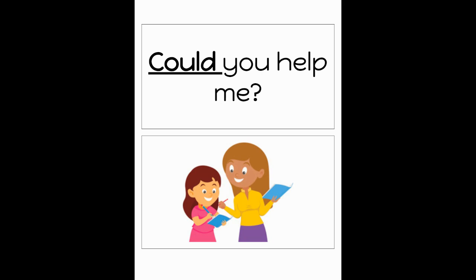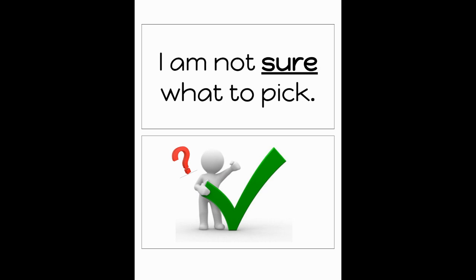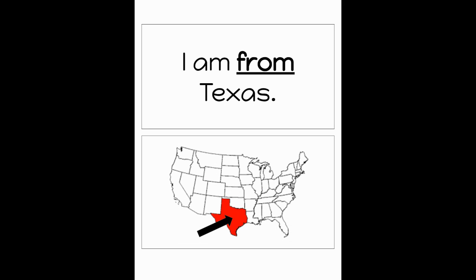Look, the mom is helping the girl. The girl asked the mom for help, or the girl asked the teacher for help. She said, could you help me? And the teacher's helping her. I am not sure what to pick. So this guy's not sure. He has a question mark. He's not sure what he's going to pick. I am from Texas. So there's an arrow pointing to Texas to show that I am from Texas. Texas is where we live. We are from Texas.